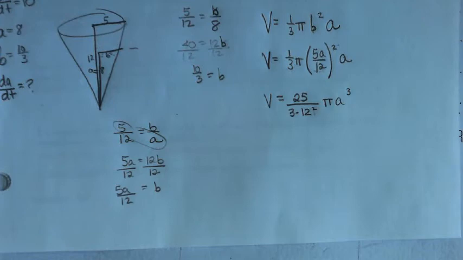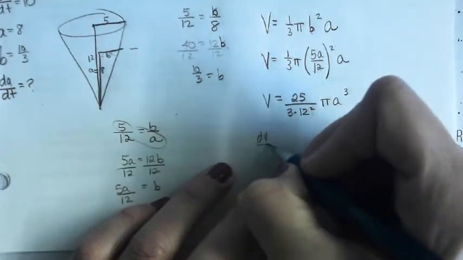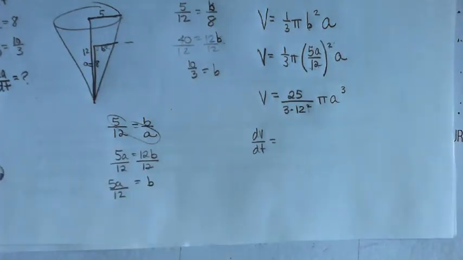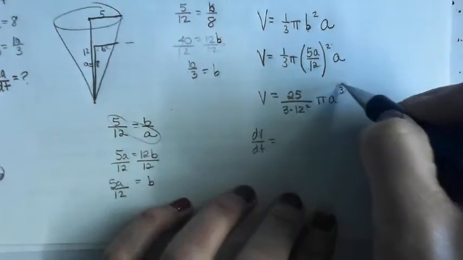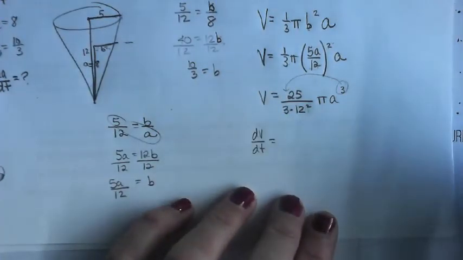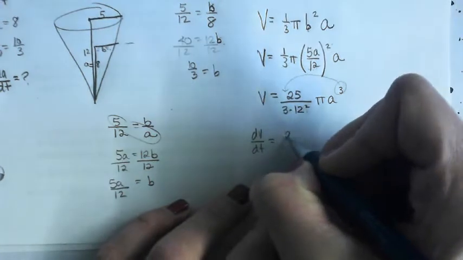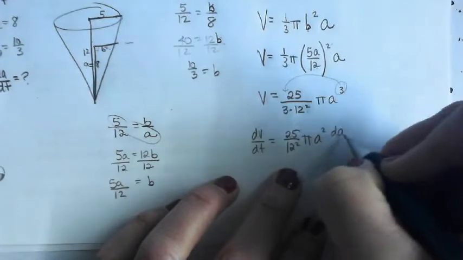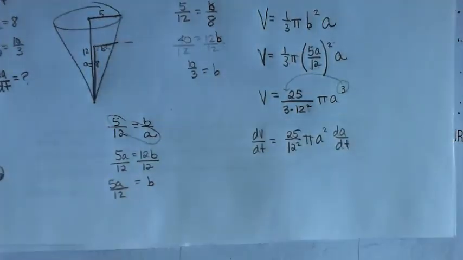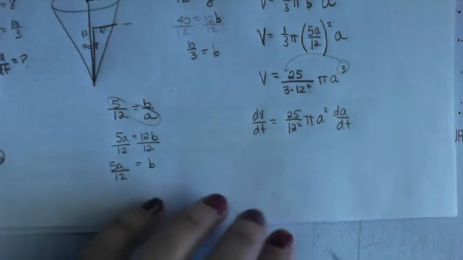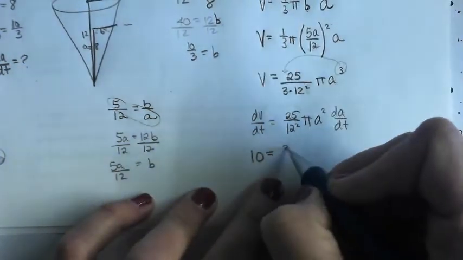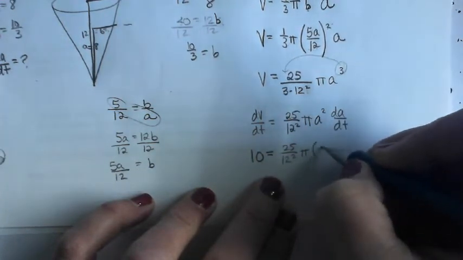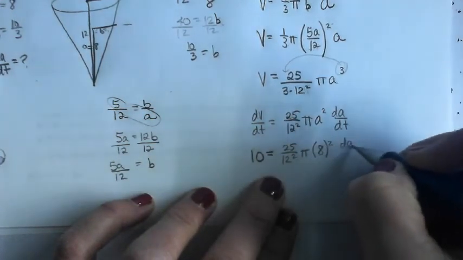Okay. So derive: dV dt equals, we now only have a simple power rule as well. So we also avoid the product rule by doing all that. If we bring our 3 out in front, what obviously is going to happen? That 3 will cancel. So it'll just be 25 over 12 squared pi A squared dA dt. Plug in what we know: 10 equals 25 over 12 squared pi, A is 8, dA dt.